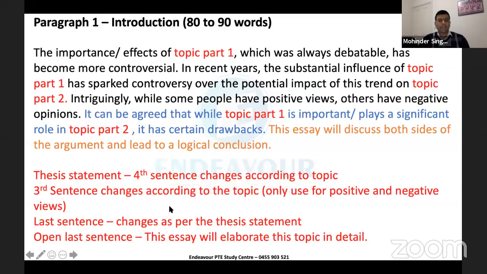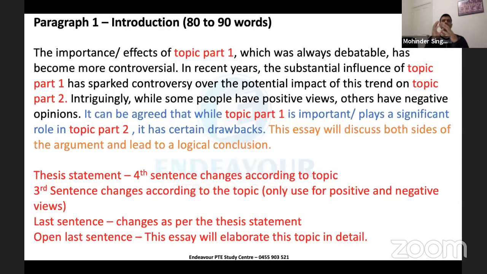So basically, if I take that as a noun phrase, the topic becomes: the importance of written examinations, which was always debatable, has become more controversial. In recent years, the substantial influence of written examinations has sparked controversy over the potential impact of this trend on the education system or students' academic outcomes. Intriguingly, while some people have positive views, others have negative opinions.